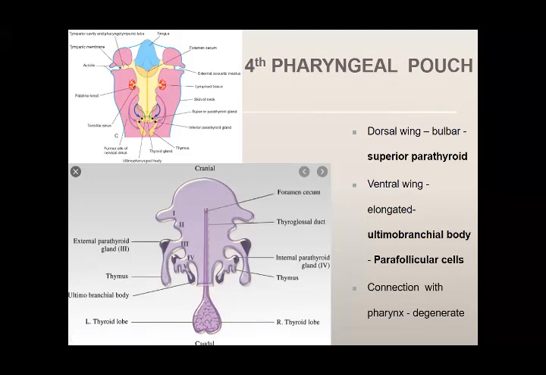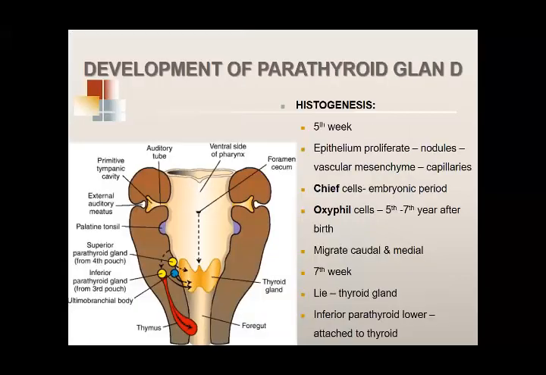Okay? Now let's do the histogenesis of the parathyroid gland. When I did the structures developing from the third pouch, I told you the dorsal wing of the third pouch developed into the inferior parathyroid. I just mentioned this. I did not do the histogenesis because I thought I'd do it together, because both the parathyroids have the same histogenesis. There is no difference.